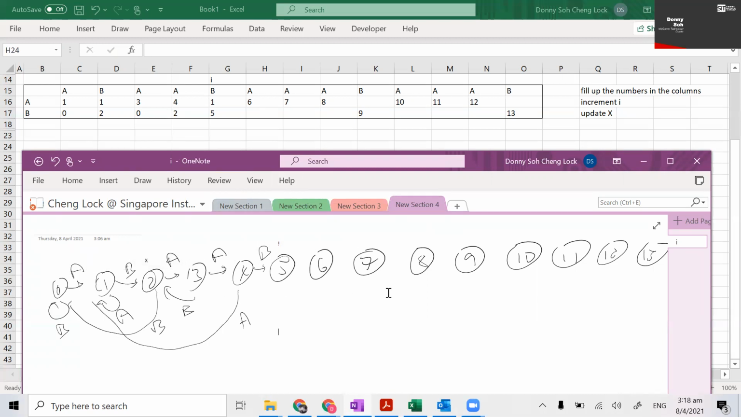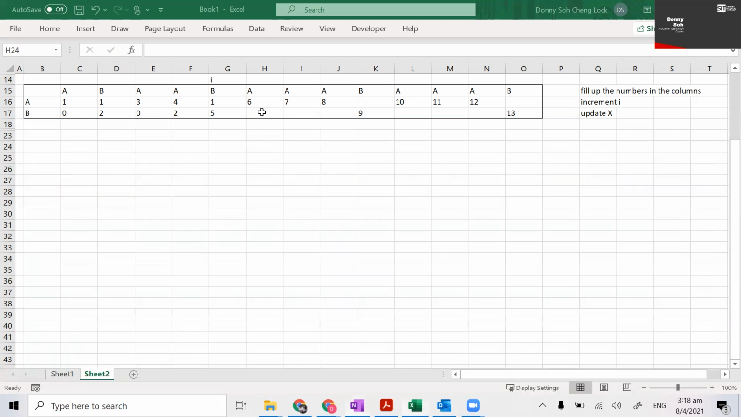So next, 5 to 6, this is an A. What will happen to state X if it sees a B? If it sees a B, it will go all the way to state 0. So this is the snakes and ladders. This will go all the way to 0. So this is 0. Increment the I.